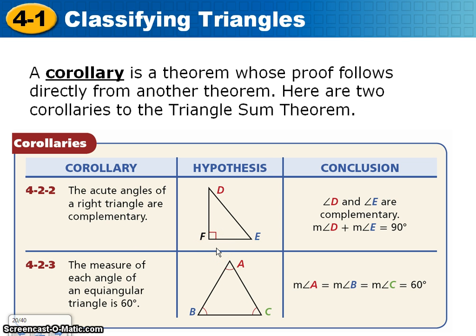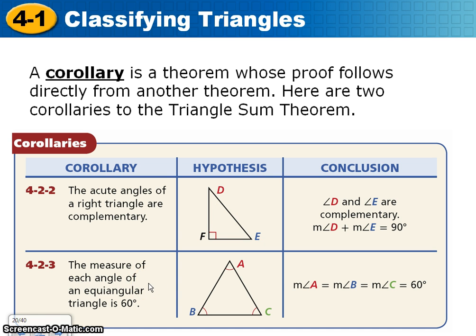Well, here's the thought process. The three angles have to add up to 180 degrees, and if angle F is a right angle, its measure is 90, which means we've got 90 degrees left to split between the measures of D and E, which means they're going to add up to 90 degrees together, which means they're complementary.